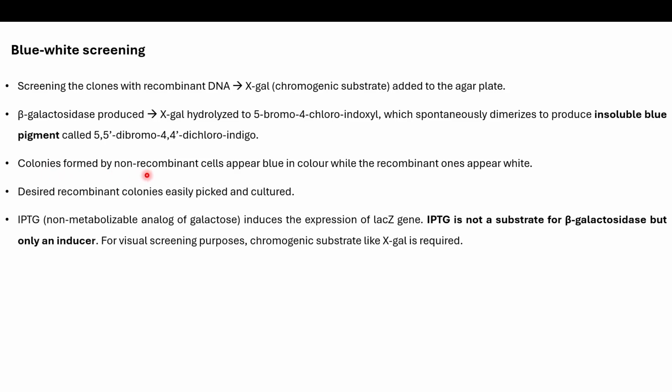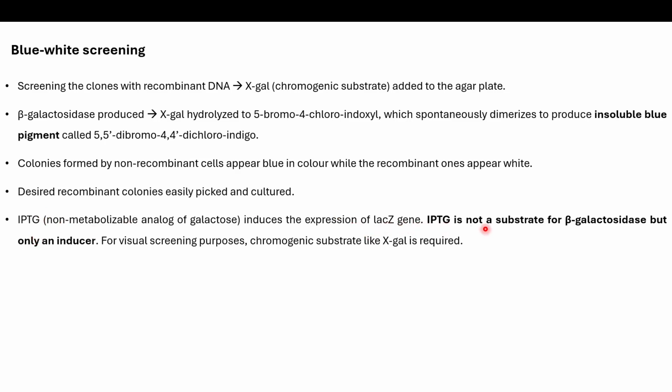Now, colonies formed by non-recombinant cells will have both the alpha peptide as well as the omega peptide. So these will appear blue in color, while the recombinant ones will appear white. Now, desired recombinant colonies can be easily picked and cultured, and in order to induce the expression, IPTG, which is an analog of galactose, induces the expression of the lacZ gene.